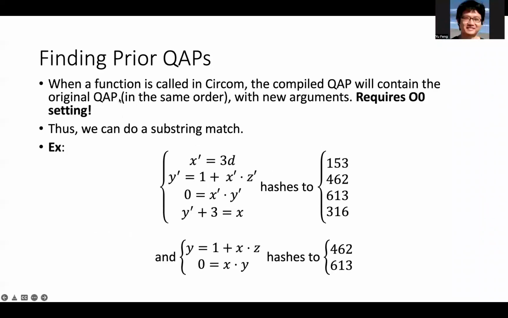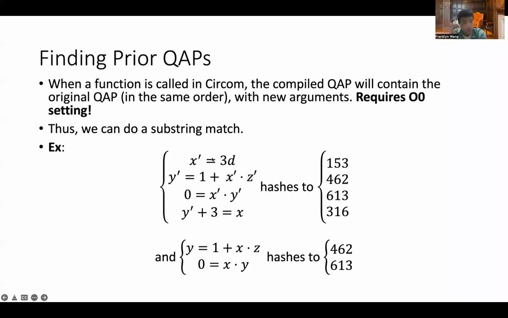When you call a function in Circom, the resulting QAP will contain the original QAP with just new arguments. So if you have a function f and you call a function g, then the QAP for g will be present in the QAP for f. And this will actually only happen if you have O0 compilation, which means no optimizations. And then this will let you do a substring match.